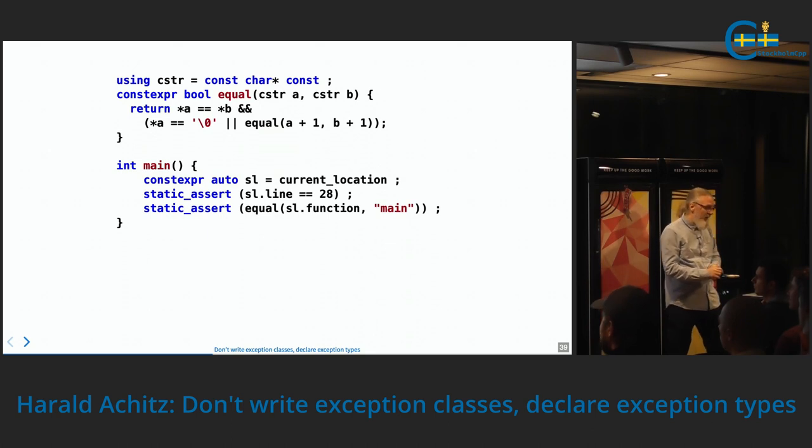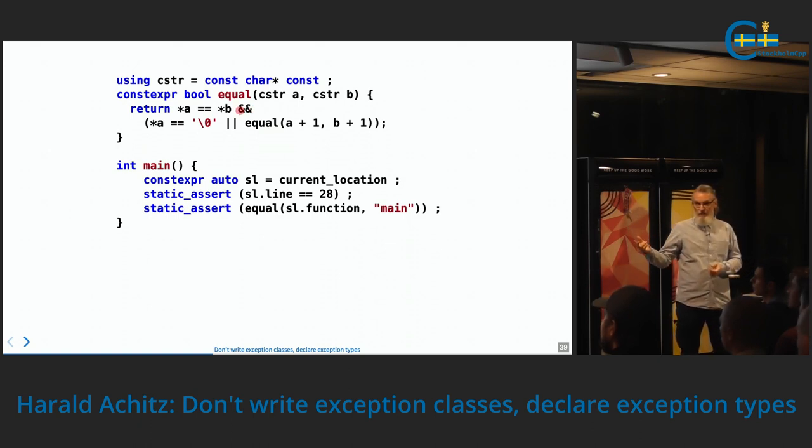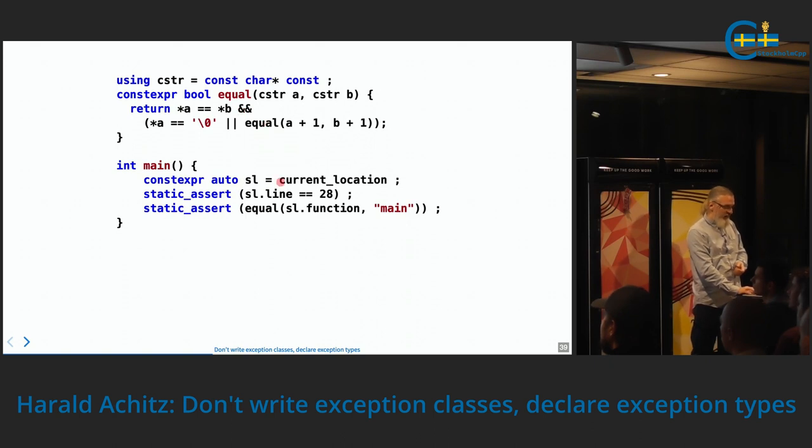Here is a compile time function. This is the only implementation I show today. Basically it takes two zero terminated strings and checks if they are equal. And it can do this at compile time. So I can create my current location as a constexpr. I can static assert on the line, and I can even static assert with this equal function on the main.